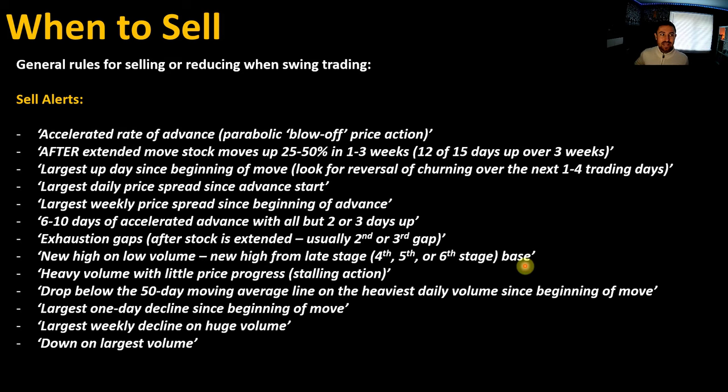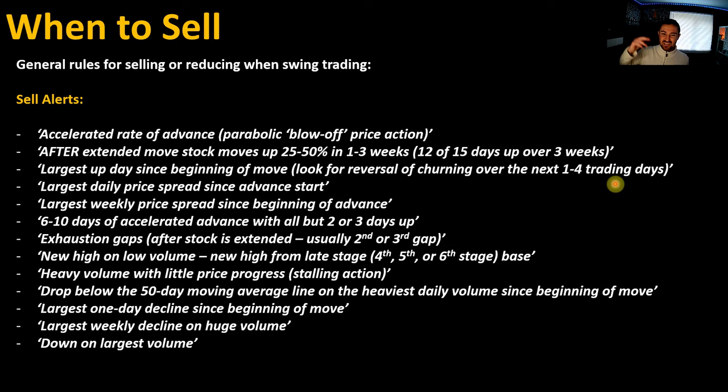Then we've got some sell alerts. So these are general rules for, again, selling or reducing when swing trading, but these are sell alerts. So accelerated rate of advance, parabolic kind of blow off climactic top. After extended move, stock moves up 20 to 50% in 1 to 3 weeks, 12 or 15 days up over 3 weeks. Largest up day since the beginning of the move. Look for reversal of churning over the next 1 to 4 days.